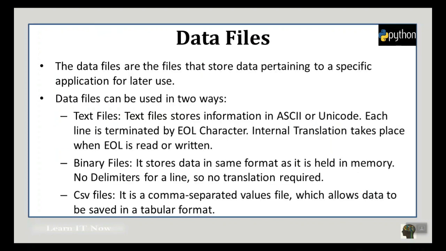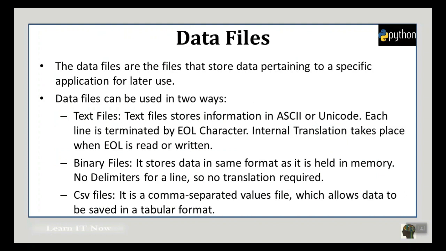Now data files. Data files are generally of three kinds. They are used to store data pertaining to specific applications so that we can later use it. These are of two types, basically text files and binary files when we talk about Python, and then we also have a CSV file that is in Excel. Now a text file stores information in ASCII or Unicode. Each line is terminated by an EOL character. Internal translation takes place whenever an EOL character is read or written.